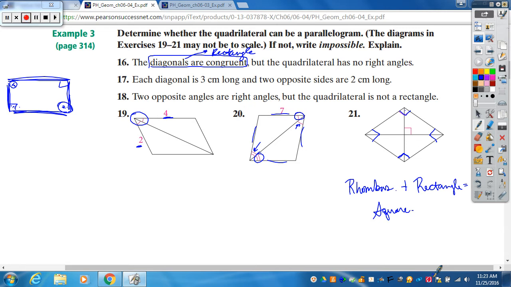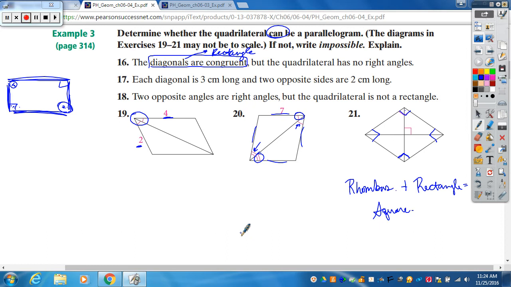Determine whether the quadrilateral can be a parallelogram. We're not saying that it has to be a parallelogram, but can it be a parallelogram? And so that gray area of can, as opposed to a solid yes or no, as in must be or cannot be, is where it gets a little fuzzy for some people. So I hope that made sense to you.